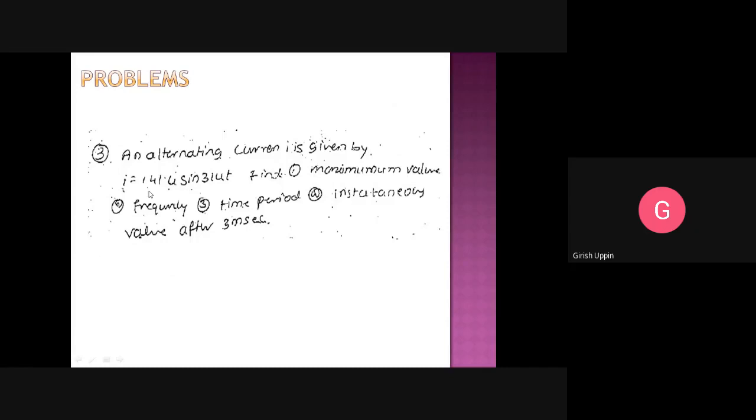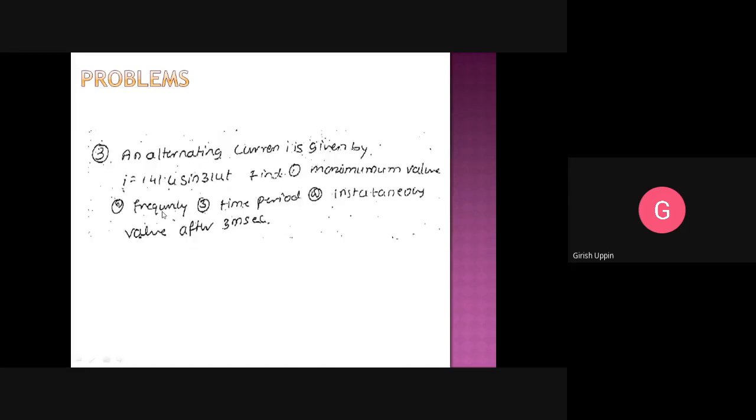And frequency, how to find the frequency? Match this equation with I is equal to Im sine omega t. So Im is 141.4 amperes, and this omega is equal to 314, and omega is equal to 2 pi f, and 2 pi f is equal to 314. Therefore f is equal to 314 divided by 2 pi, that we get as 50 hertz.